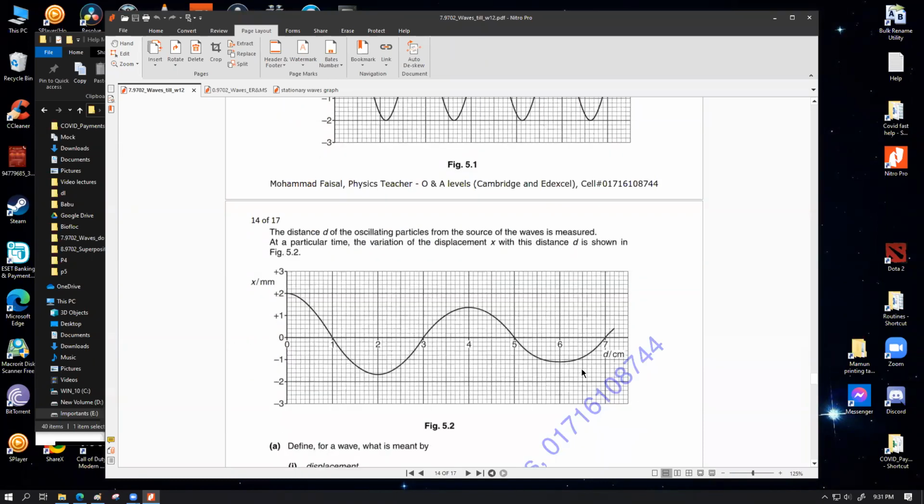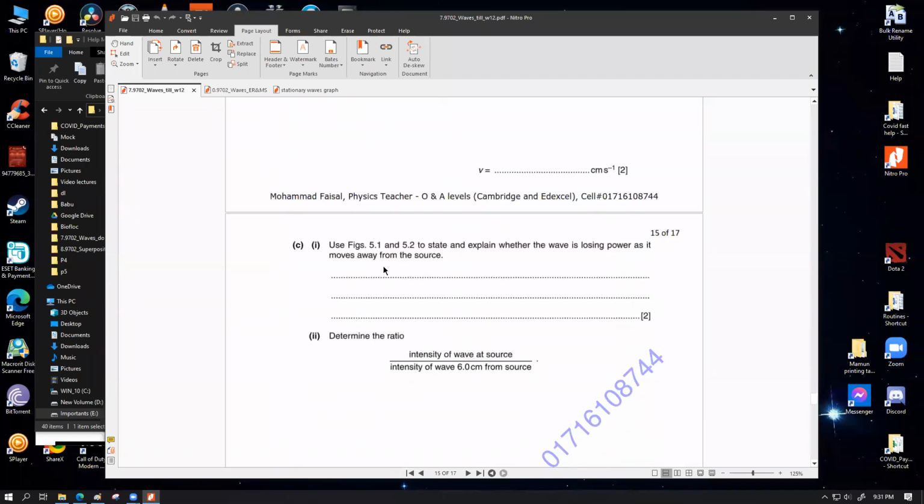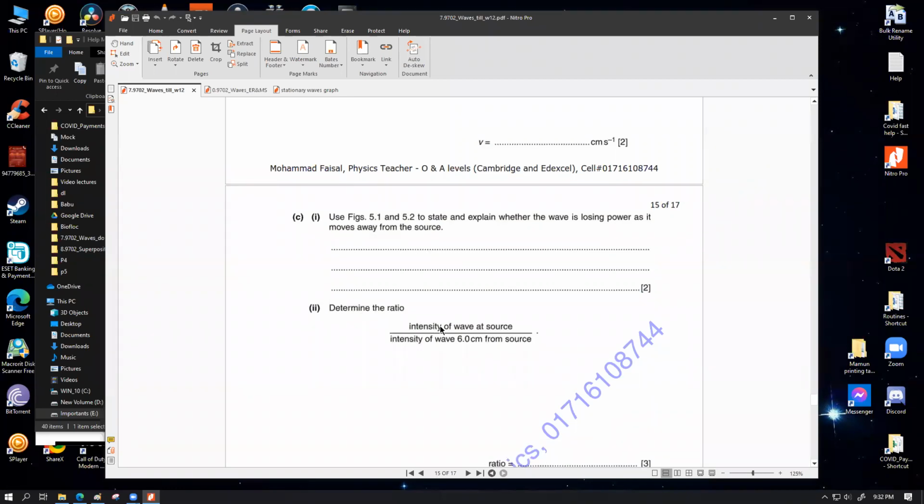The part that is interesting for me is this one, figure 5.1, 5.2: whether the wave is losing power as it is moving away from the source. You have to write this answer in your own words. I'm interested in this ratio. Determine the ratio for the intensity of the wave at source divided by the intensity of the wave at 6 centimeter from the source.